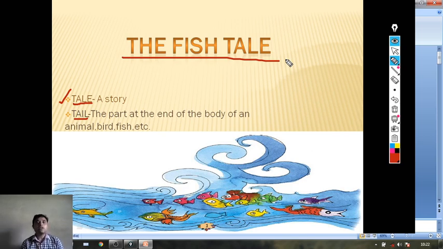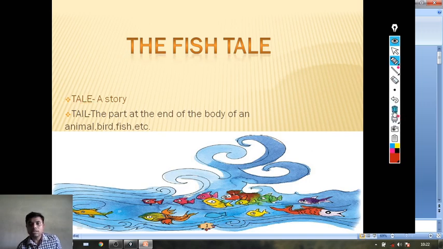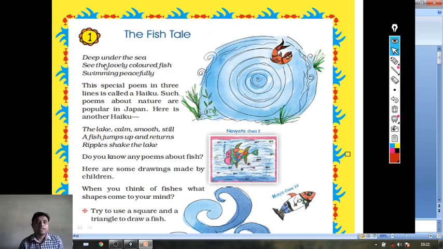Okay, my dear students, now open your book, page number 1, from your Math Magic book, and take a pencil with you. Now, read with me. Deep under the sea, see the lovely colored fish swimming peacefully. This special poem in 3 lines is called a haiku. Such poems about nature are popular in Japan.